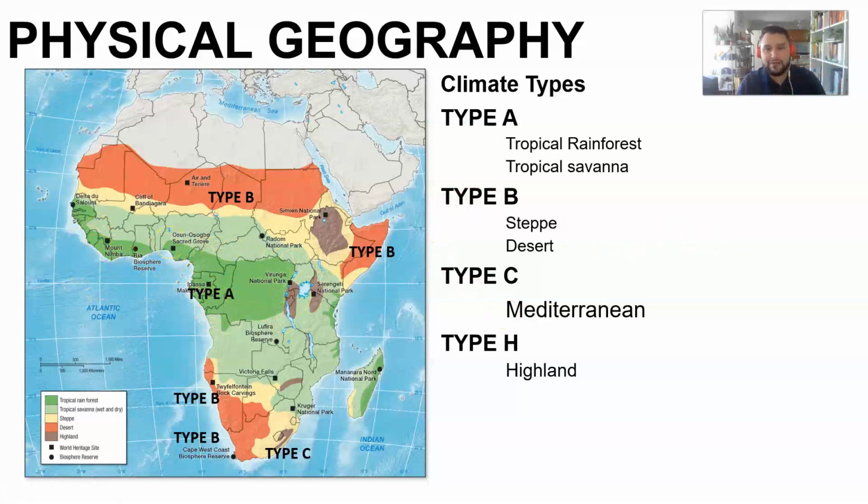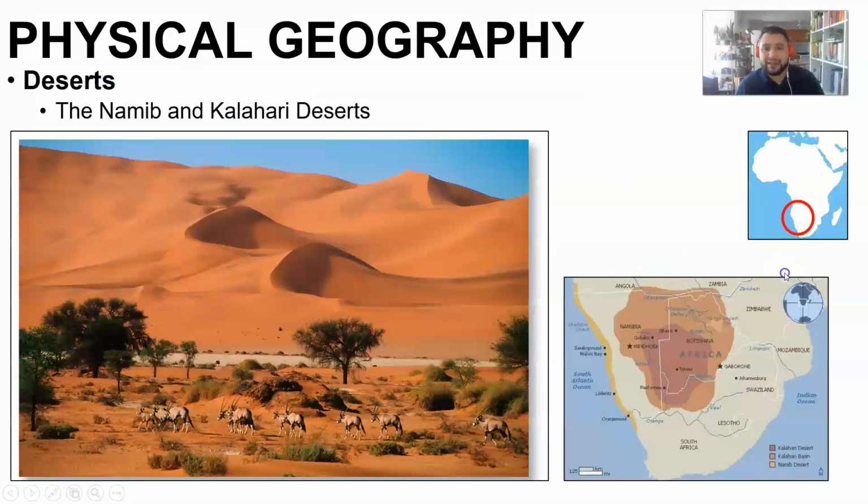And then we also have steppe and desert climates in the type B sections, like the Saharan Desert here in the north, which is the largest desert in the world. We also have the Somali Desert, and then we have the Namibian Desert as well. We do have small Mediterranean regions in parts of Ethiopia and South Africa as well. And we also have highland climates in the mountains.